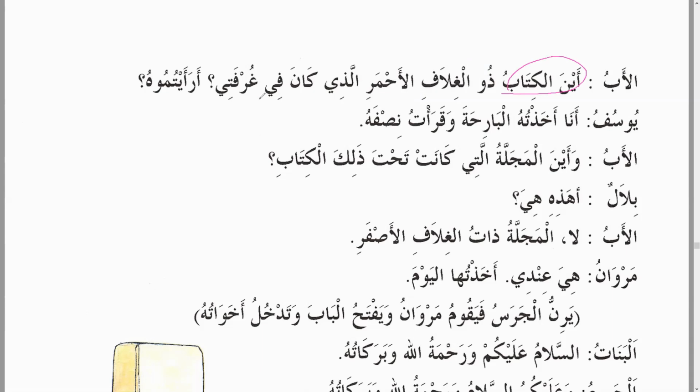Alladhi kana fi ghurfati. Alladhi, which was in my room. Kana means was, right? Kana, it was in my room. Alladhi kana fi ghurfati. Yeah, book with the red cover also you can say. Where's the book with the red cover? Which is in my room. Fi ghurfati kana, which was in my room.